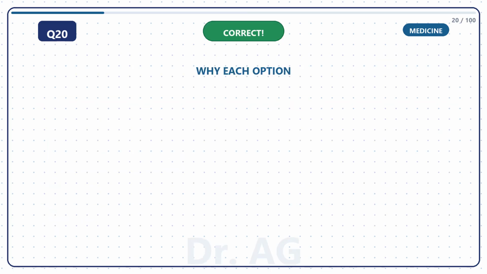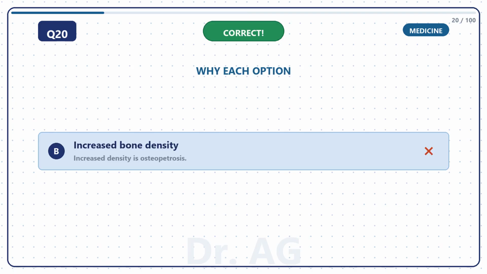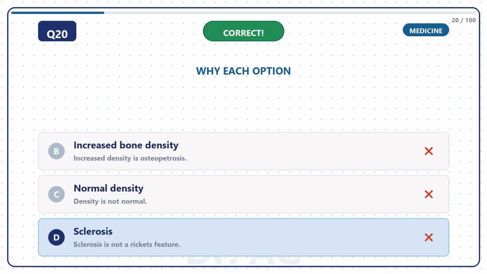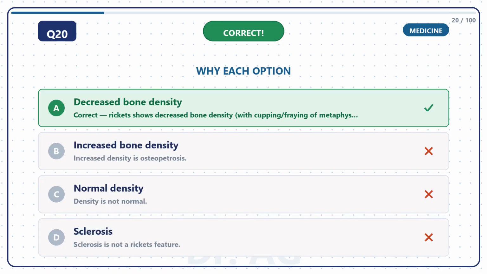Let's go through the options. Increased bone density. Increased density is osteopetrosis. Normal density. Density is not normal. Sclerosis. Sclerosis is not a rickets feature. And the correct answer is decreased bone density. Correct. Rickets shows decreased bone density with cupping and fraying of metaphyses. So, the right answer is option A. Decreased bone density.